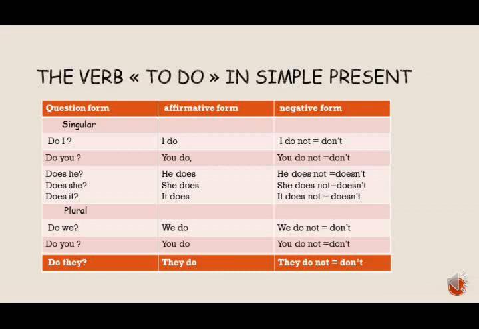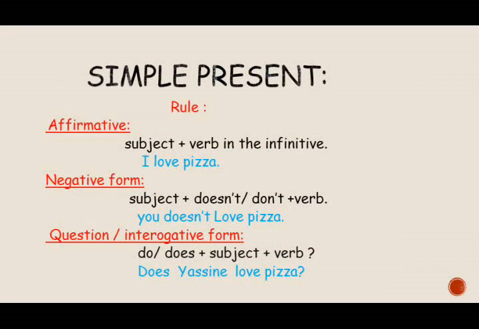Here we move to the rule of the simple present, and it's divided into three. The affirmative is really easy. It's just the subject plus the verb, and the subject plus the verb with an extra s if the subject is he or she or it. For example, I love pizza. He loves pizza. And to make the negative form, you need to use do not or don't plus the verb. For example, you don't love pizza.